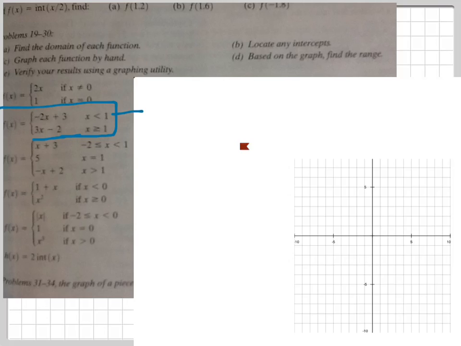First of all, you identify what kind of graphs they are. These are both linear graphs, and you'll see that one of them is defined for x less than 1. So for every x less than 1, I'm going to put a little dotted line right there, because that's the place where my graph is going to change. So let's graph this with a red pen. We'll do this one in red.